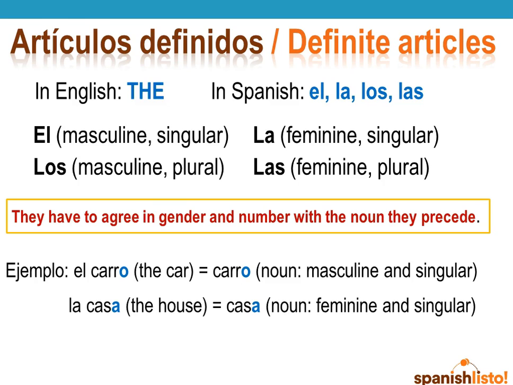We have some examples here. El carro, which is carro, is a noun, which is masculine, is car, and that is the car. Then we have la casa, the house.